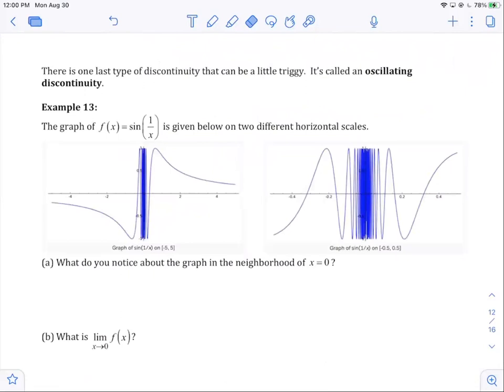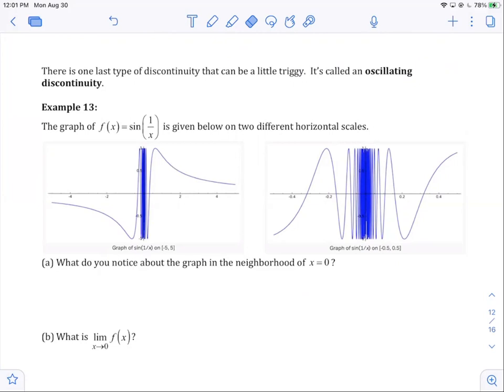All right. So far, so good? All right. There's one last type of discontinuity, and it's not going to be on the AP exam. It's called an oscillation discontinuity, okay? If you look at the graph of sine of 1 over x, what value is not in the domain here? 0, right? Now notice 0 is not in the domain because 1 over x is undefined there, but it's sine of that number. So here's what the graph looks like.